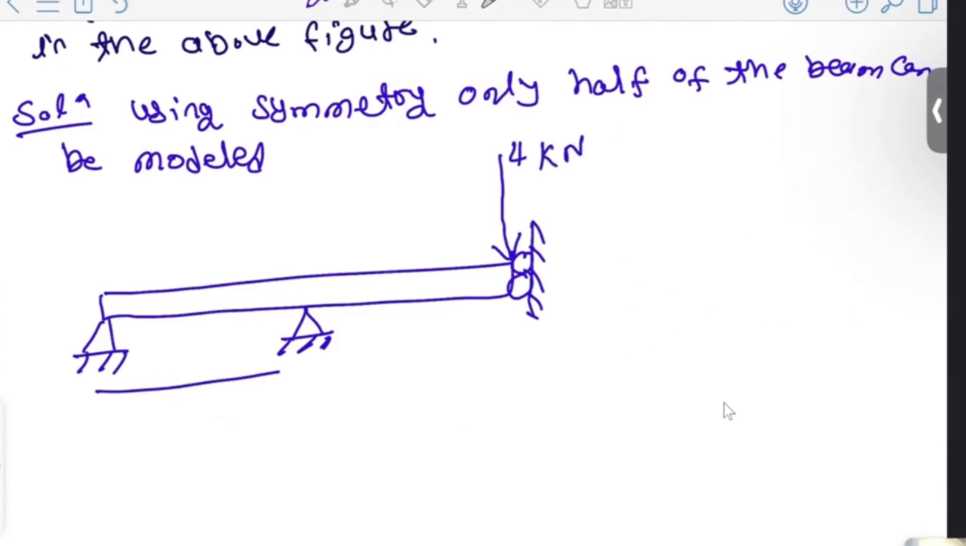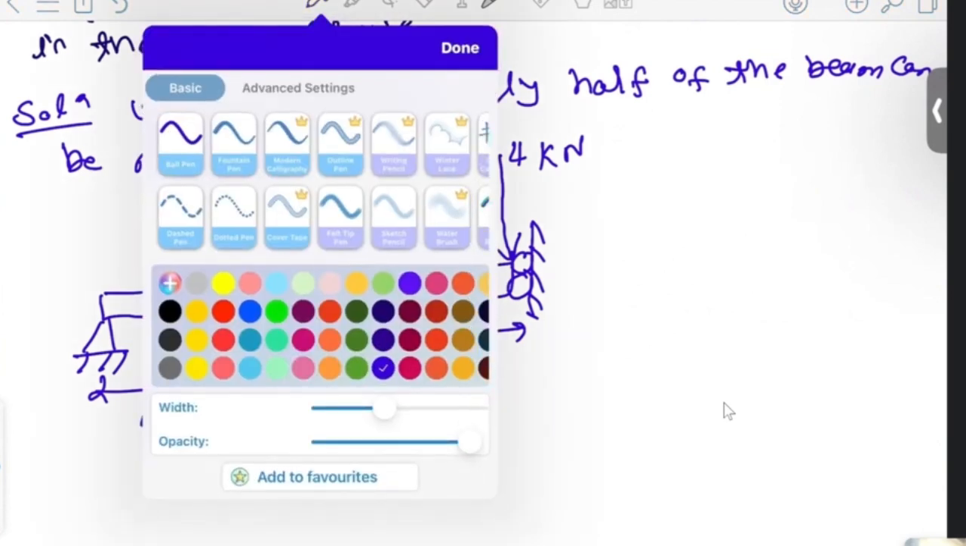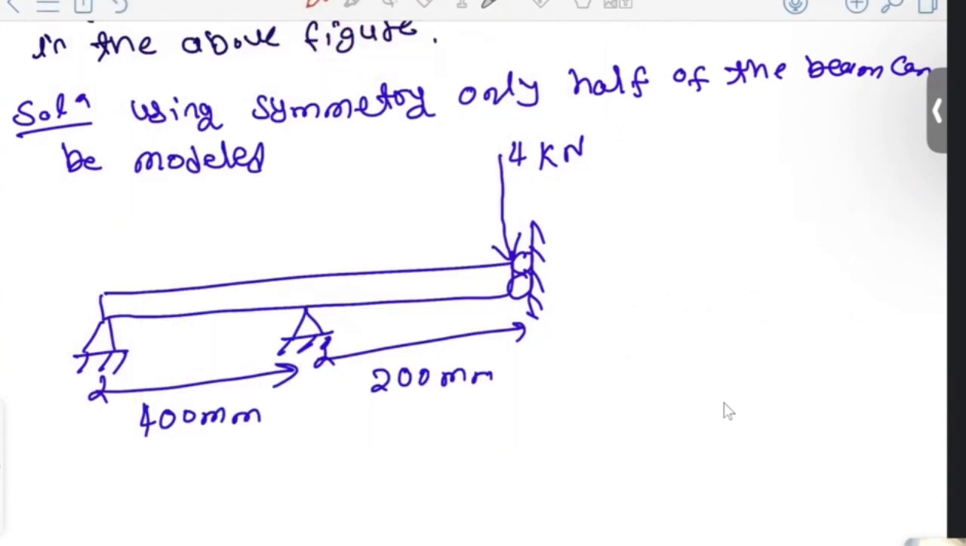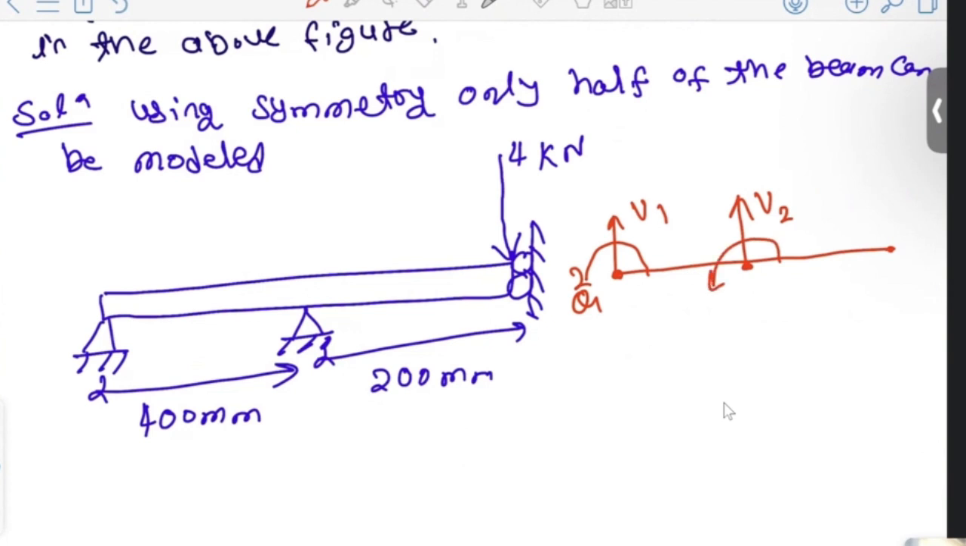Then this has length 400 mm. This has length 200 mm. Now what will be our degrees of freedom? How are we going to define them? How many nodes do we have now? 3 nodes. v1, theta 1, v2, theta 2, v3, theta 3. So total 3 nodes.